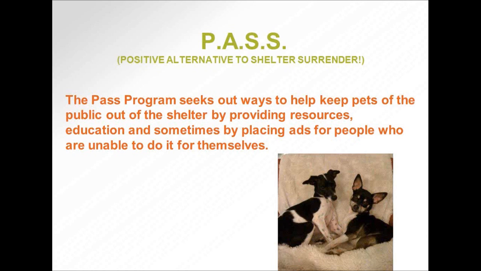We're going to give you some tips today on how to start a P.A.S.S program, what it takes to run one, the different ways it can be set up, and different things that you may deal with when you do this program. The P.A.S.S program seeks out ways to help keep pets out of the shelter. We do that by providing resources to people, education, and sometimes we also place ads for people who are unable to do it for themselves.